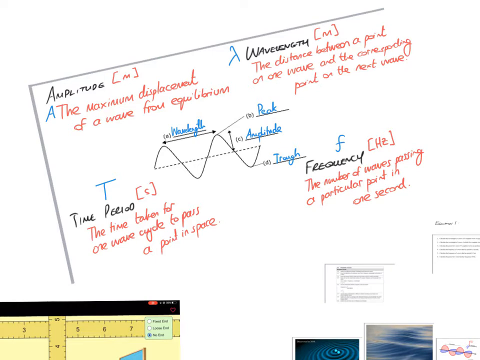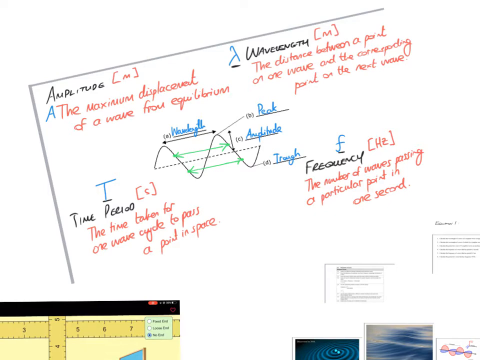There are other statements you could write, but those are the four I've chosen to write here. Hopefully you understand them, make sure you do. Compare them with your own. The symbols I've drawn in blue, so you can see lambda for wavelength, f for frequency, capital T for time period, and I've included the units as well: meters for amplitude and wavelength, seconds for time period and frequency in hertz, and then the labels on the diagram should make sense as well. Note the wavelength can be drawn between any two points which correspond to each other, so these green arrows I'm drawing are also wavelengths. It doesn't have to be between two peaks.